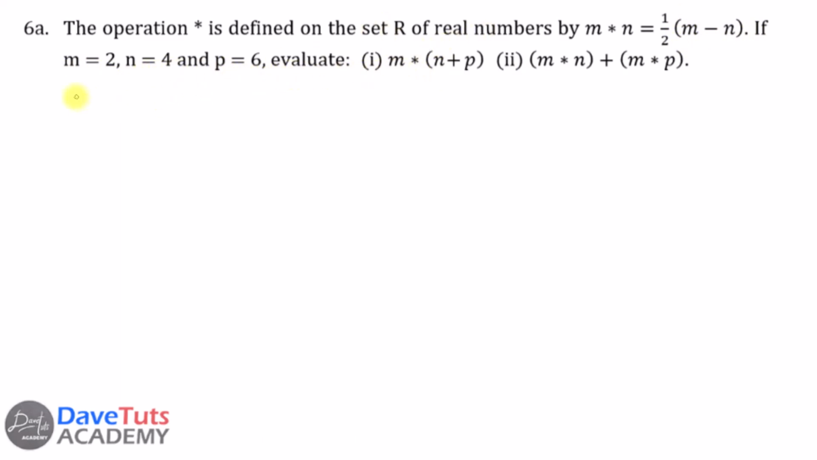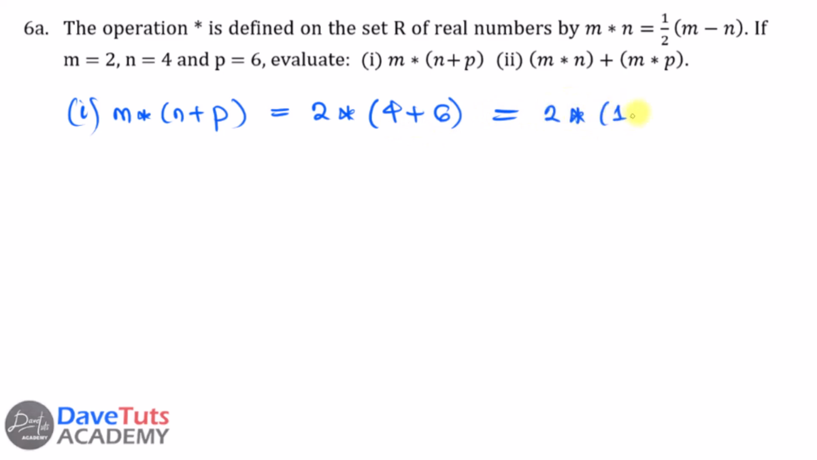In the first case, let's do this. We have m asterisk (n plus p), and if we want to put in those values, m will be 2 asterisk. We need to first carry out the operation in the bracket, if you recall your BODMAS or PEMDAS. So we have n is 4 plus p, this is 6. If you carry out the operation in the bracket, we're having 2 asterisk 10 in this particular case, so this is nothing but 2 asterisk 10.